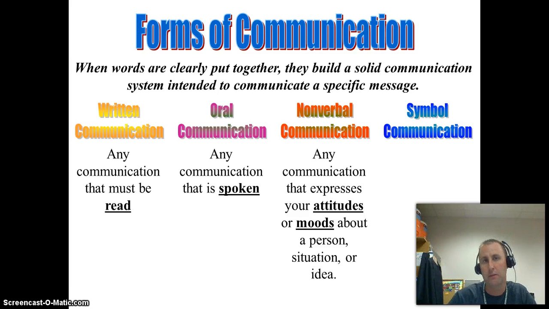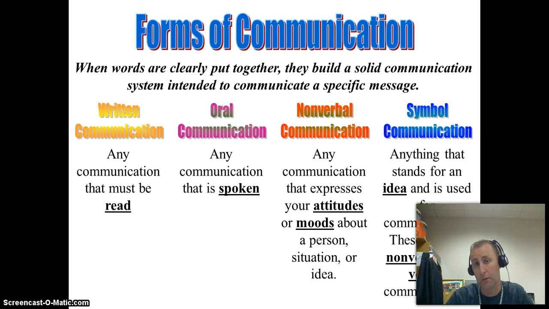And those nonverbals sometimes don't even match up with what the written or the oral communication might be. Someone might say something affirmatively, but they actually might not be true to that with how they're indicating through their body language. And then the final form of communication is symbol communication. And symbol communication is anything that stands for an idea and is used for communication.